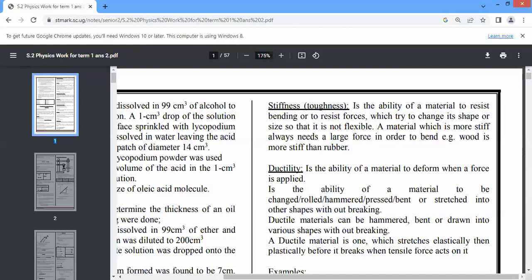So that is how, if they say something is tough, that means it is not easily bent. It can't be easily changed in shape. So that is what we call something stiff. So they are telling us that the ability of a material to resist bending or to resist forces which try to change its shape or size is what we call stiffness or toughness.